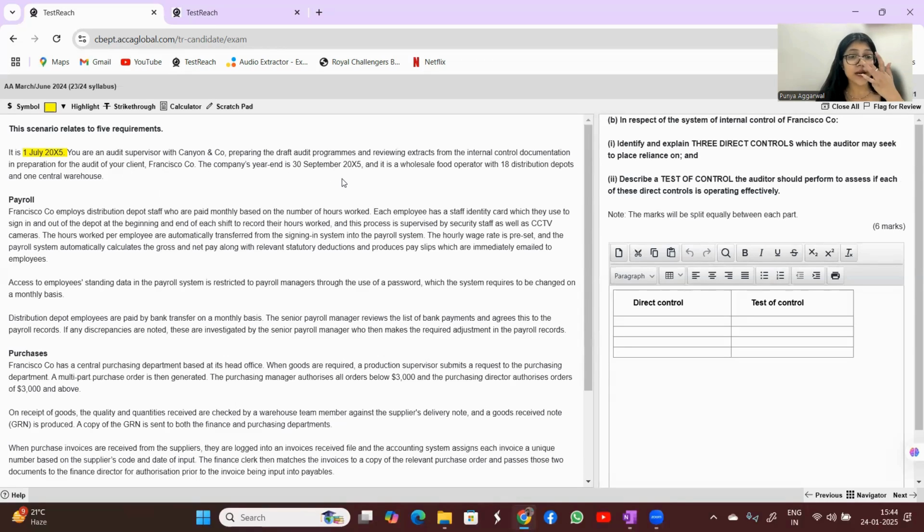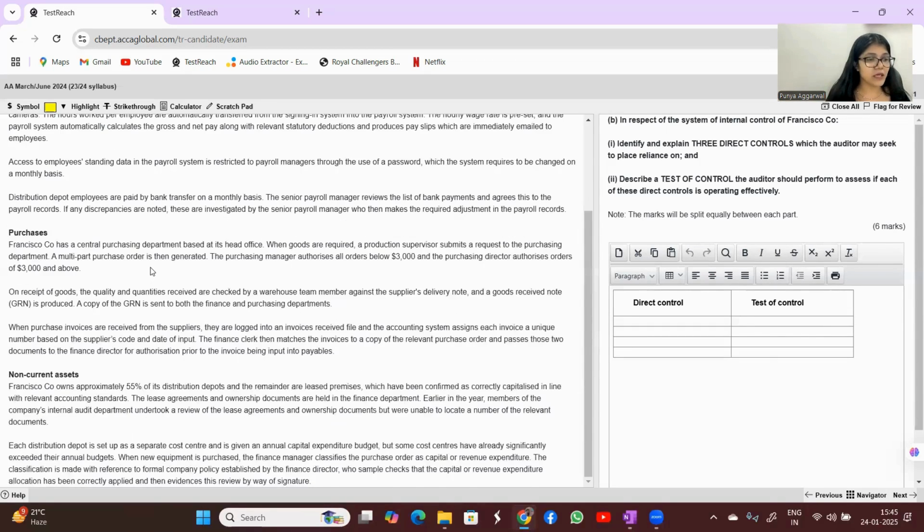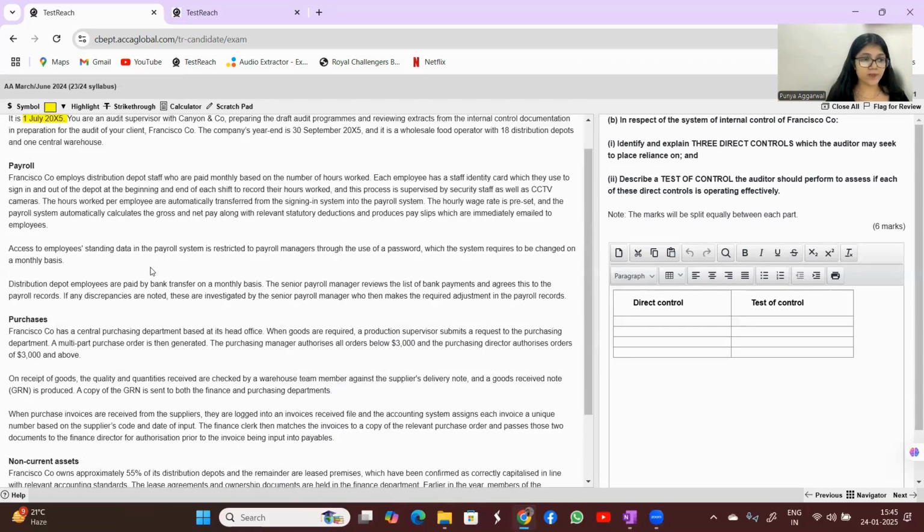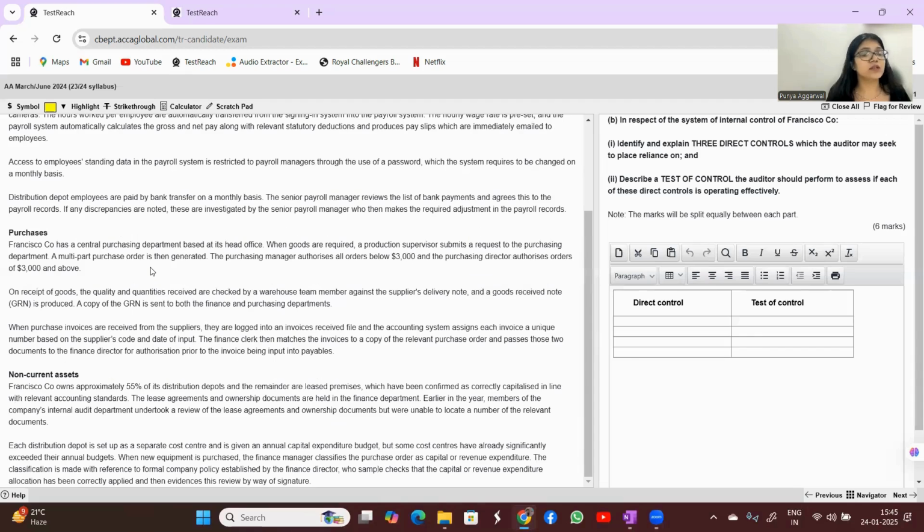The company's year end is 30th September, and it is a wholesale food operator with 18 distribution depots and 1 central warehouse. So you have 1 central warehouse and there are 18 depots. From that warehouse, you dispatch your goods to those depots, right? That's fine. Now we can see that there are 3 subheadings: payroll, purchases, and non-current assets.